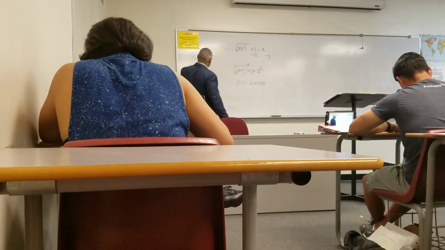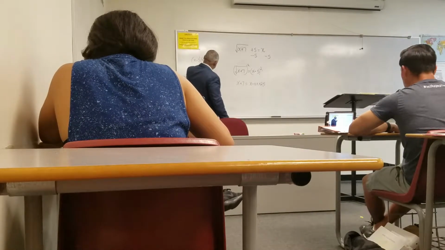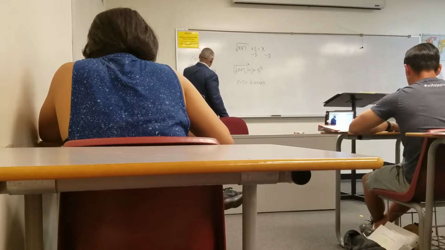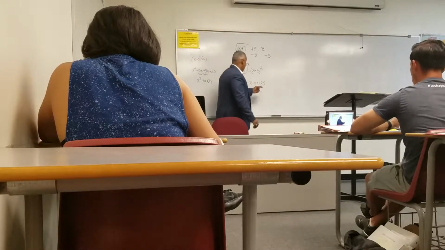X times x, x squared. X times a minus 5, minus 5x. Minus 5 times x, minus 5x. Minus 5 times minus 5, plus 25. Add these two together, x squared minus 10x plus 25, right? So that side becomes that.